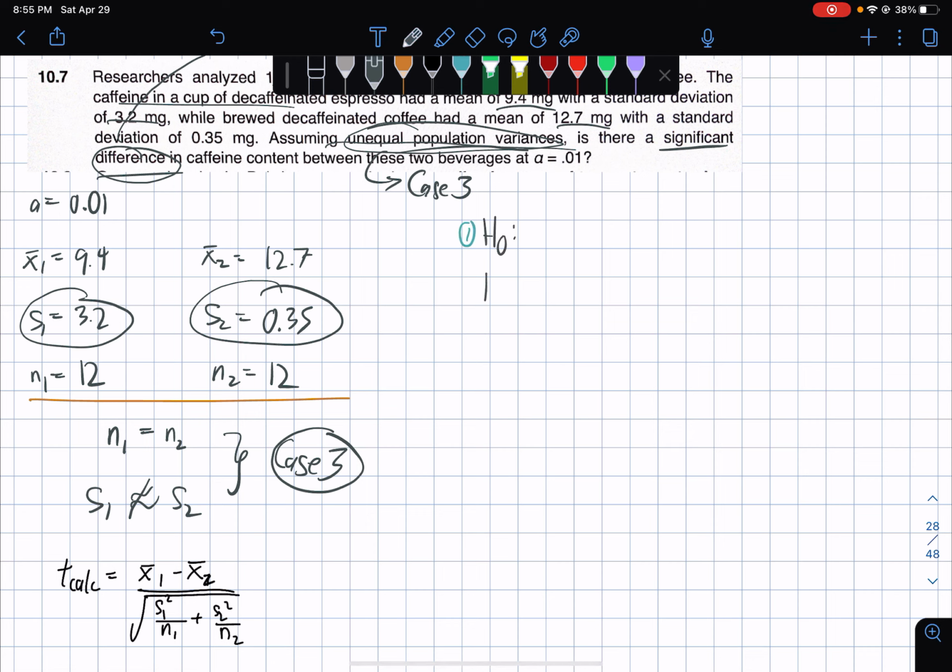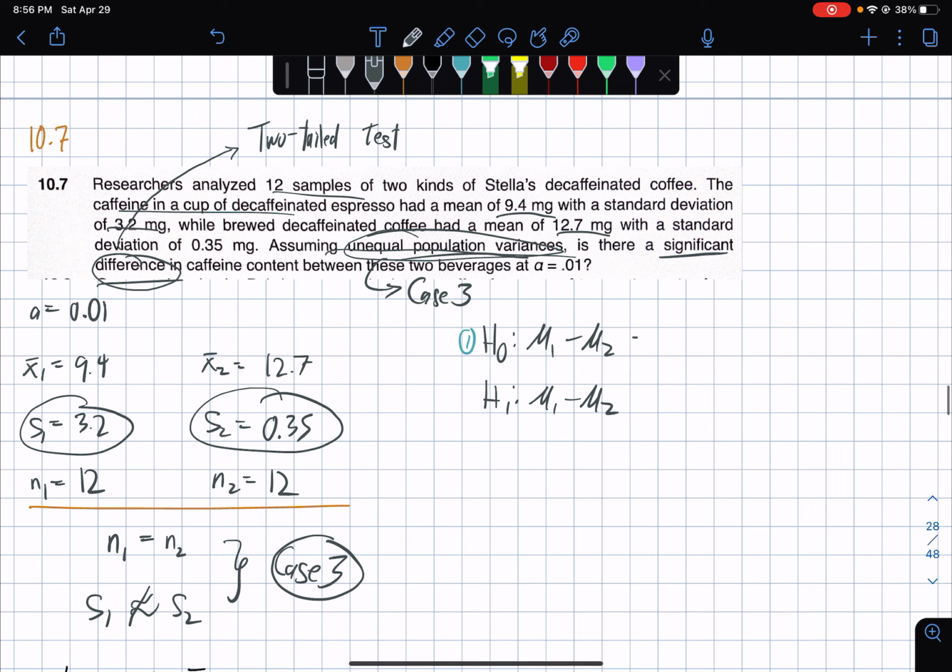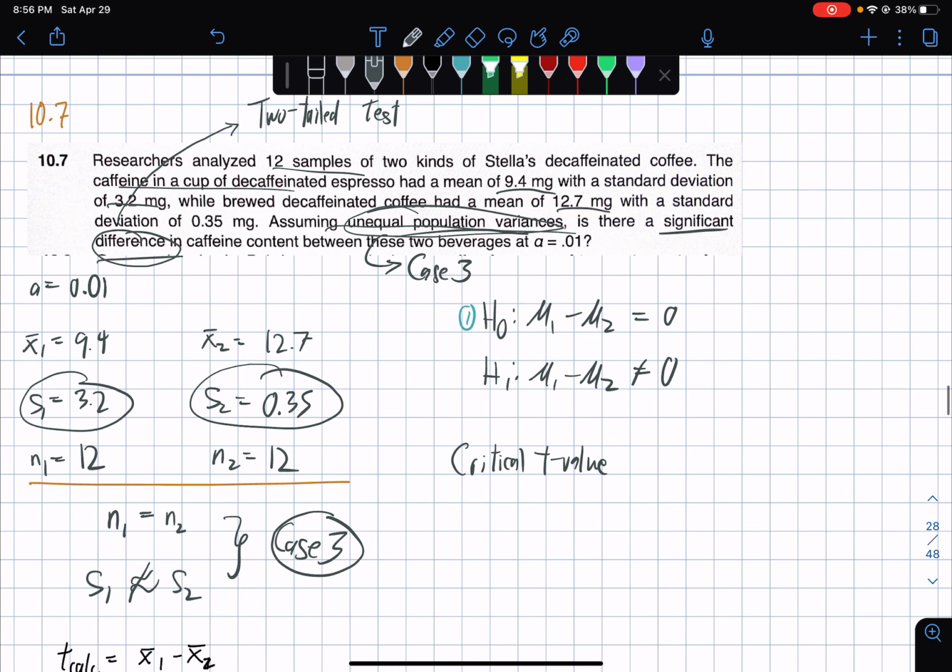Hypothesis. So, H0, H1. Because this is a two-tailed test, we have equal and not equal signs. And then just put zeros there, and then find the critical T value. Why is it T value? Why do we use a T table? Because it's case 3. Case 2 and 3 involve the use of the T table to find their T value. But for case 1, wherein N is greater than or equal to 30 for N1 and N2, we use the Z table.